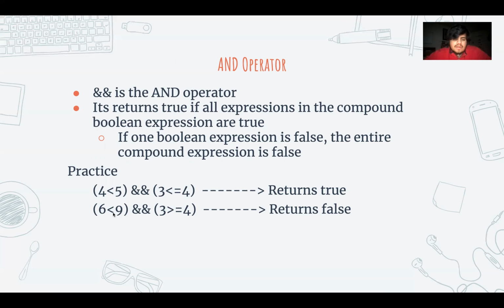Now let's look at the second one. Is 6 less than 9? Okay, that's a true statement. Let's move on to the next one. Is 3 greater than or equal to 4? No, unfortunately, that's not. So we have a true on one side and a false on the other side. According to the definition of the AND operator, both sides have to be true. And unfortunately, since we have a false on one side, this entire thing becomes false. So the compound Boolean expression that we have here is false.